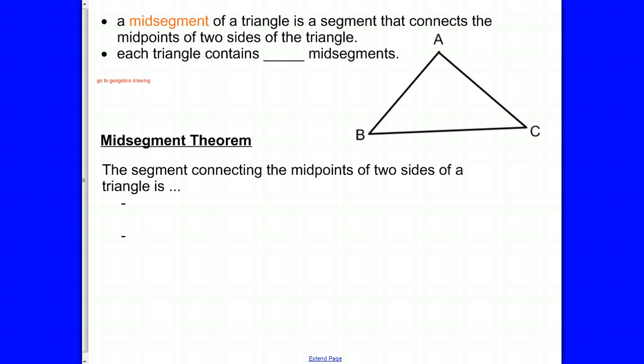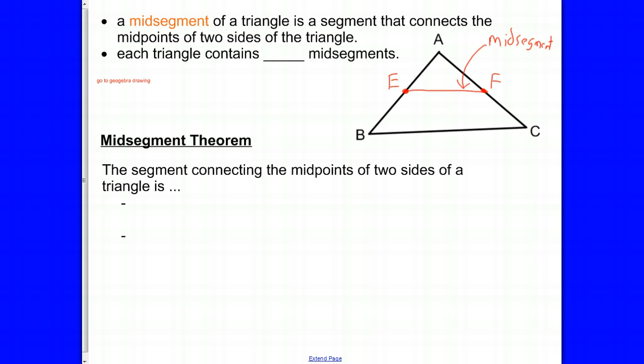Okay, so a midsegment of a triangle is a segment that connects the midpoints of two sides of a triangle. So if we're looking at triangle ABC here on the right side, we got this point, we'll call it point E. It's a midpoint. We got a point here on segment AC, we'll call it F. That is a midpoint. So when we connect those two midpoints, this is a midsegment. It's just a segment that connects two midpoints.